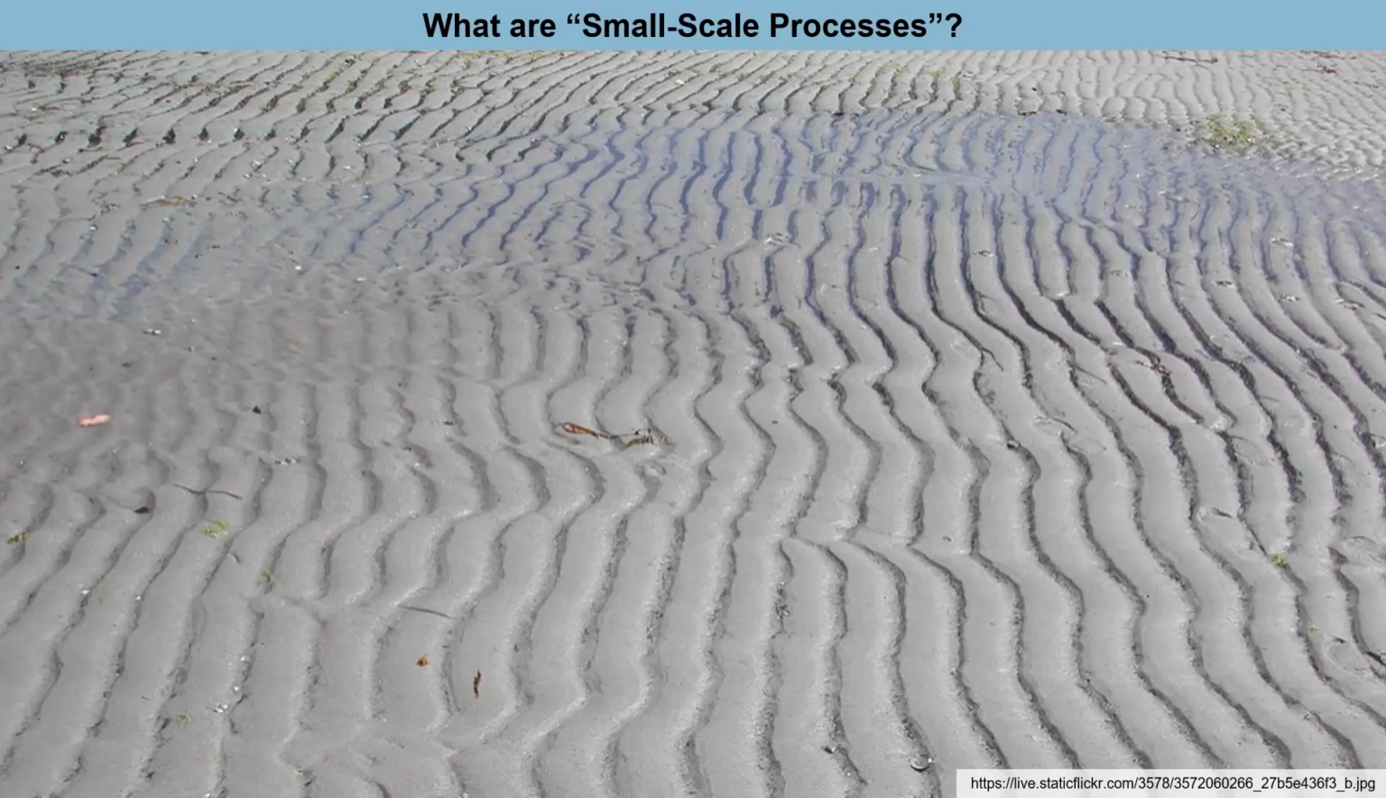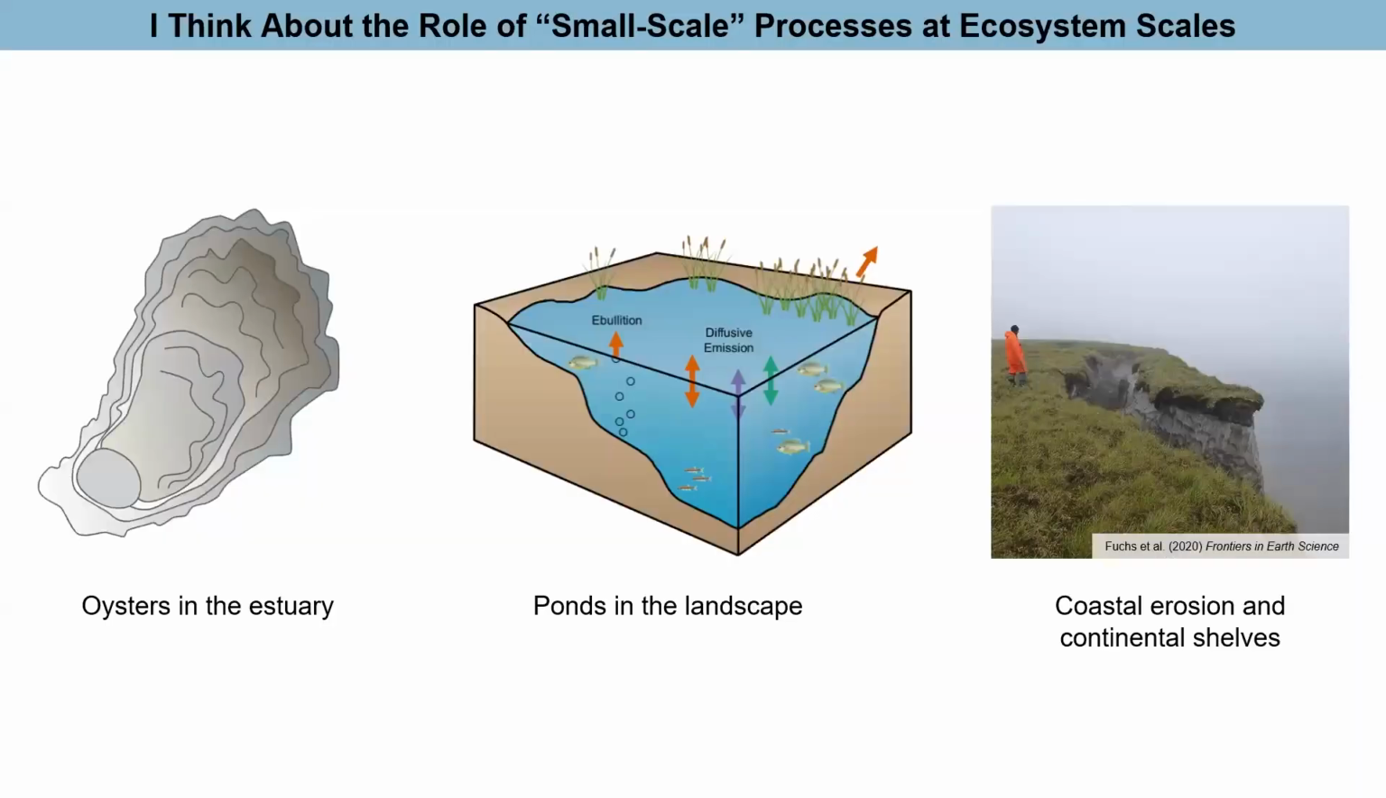So you can think about all of these things, and they matter in the square meter, or maybe they matter in your sediment core. But how do we get these up to ecosystem scale? And when I was told I was talking about small scale processes, I think about small scale at the ecosystem scale. So what is small when you're trying to think about a big system?